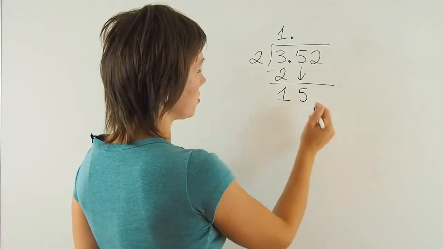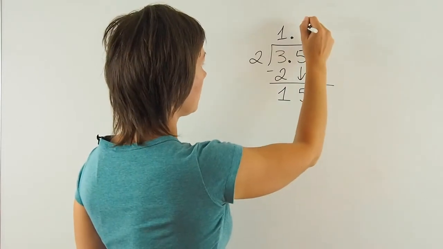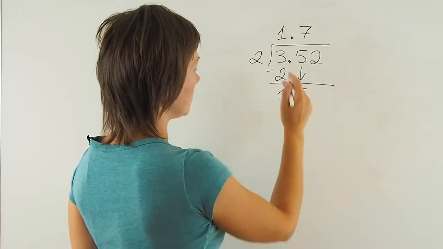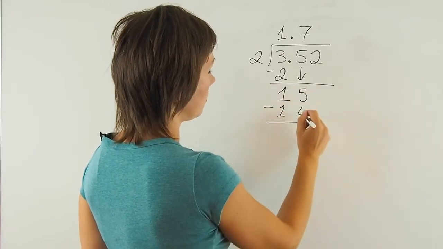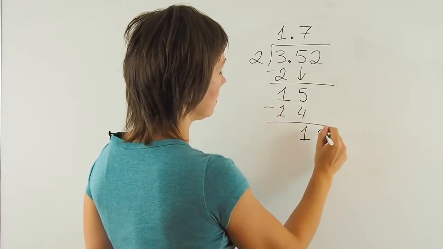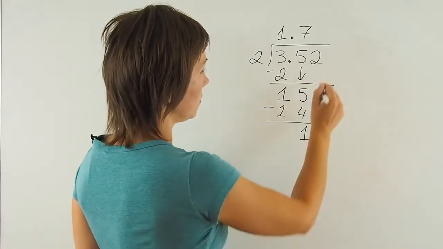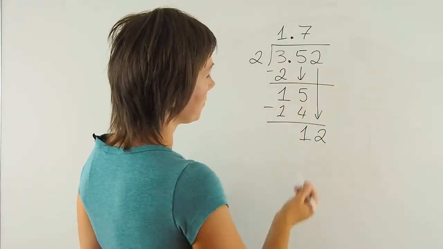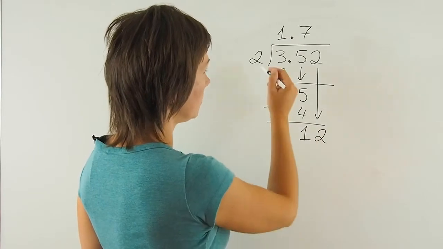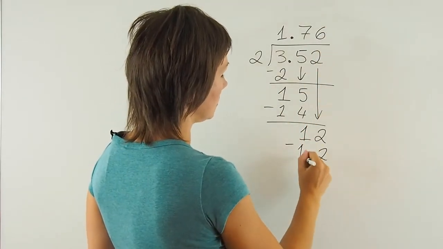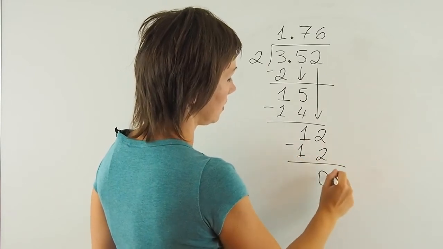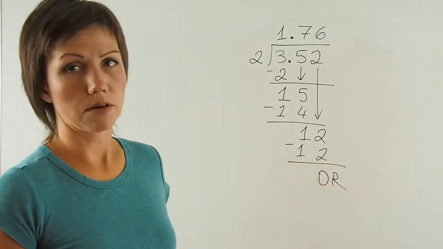How many times does 2 go into 15? 7. 7 times 2 is 14. 5 minus 4 is 1. And 12. We're bringing down the 2. And then 12 divided by 2 is 6. And that divides evenly and gives us the remainder of 0.